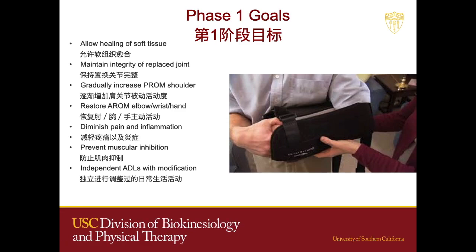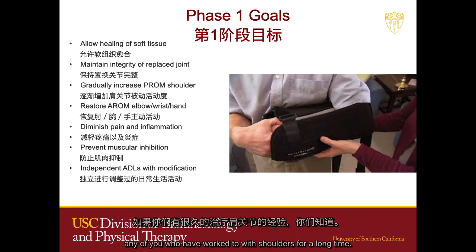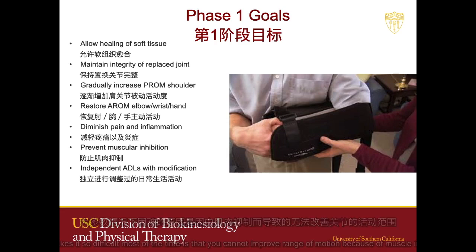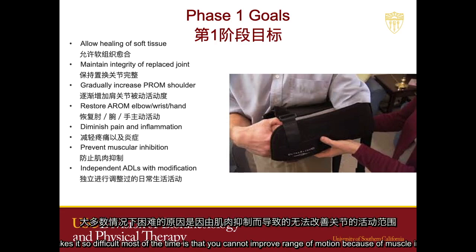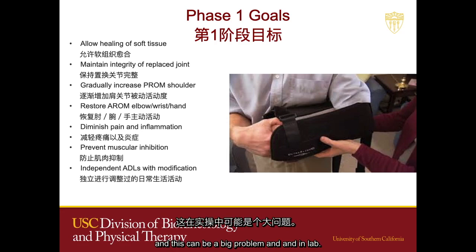So we need to be aware of that and make sure that we're also assessing and possibly treating elbow, wrist, and hand. Also want to try to decrease muscular inhibition. This goal has to be the hardest thing that we have to work on as therapists for any patient with shoulder pain. Again, any of you who have worked with shoulders for a long time, what makes it so difficult most of the time is that you cannot improve range of motion because of muscle inhibition. So the brain is basically telling the muscles to all tighten up and not release because the body wants to protect the shoulder. And this can be a big problem.